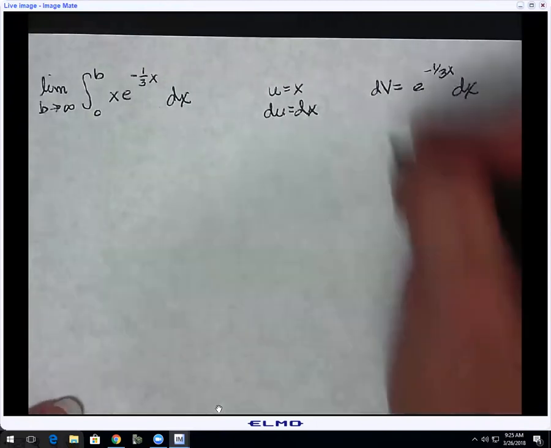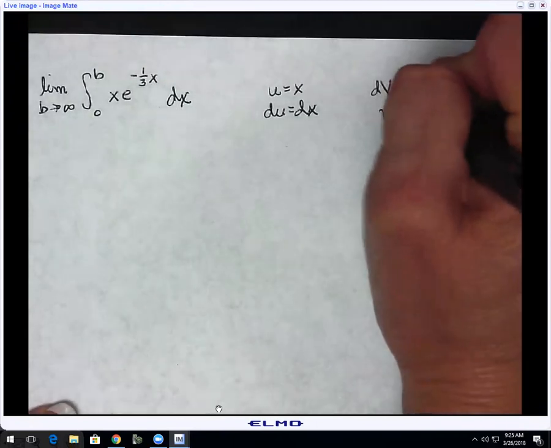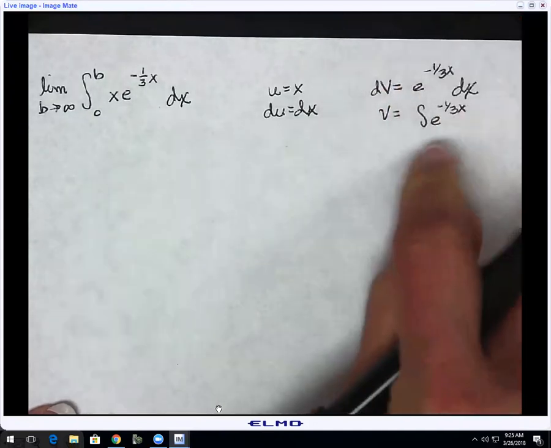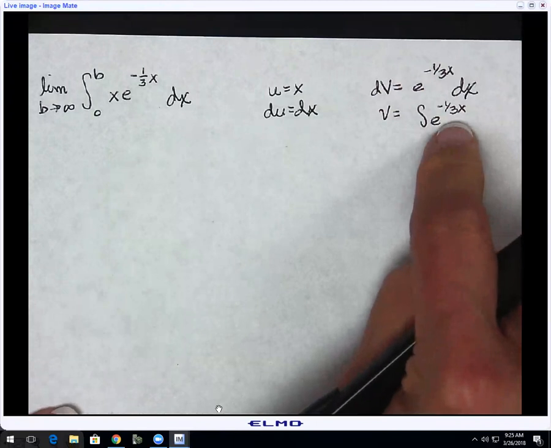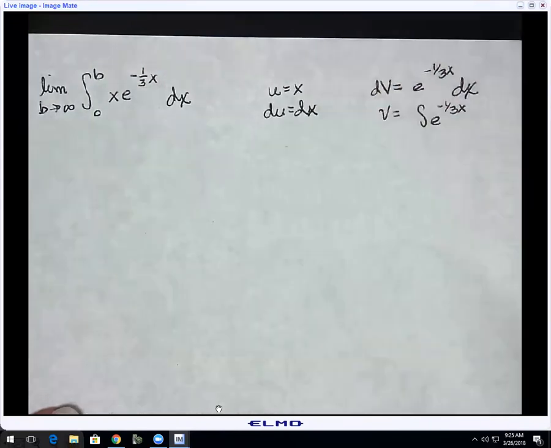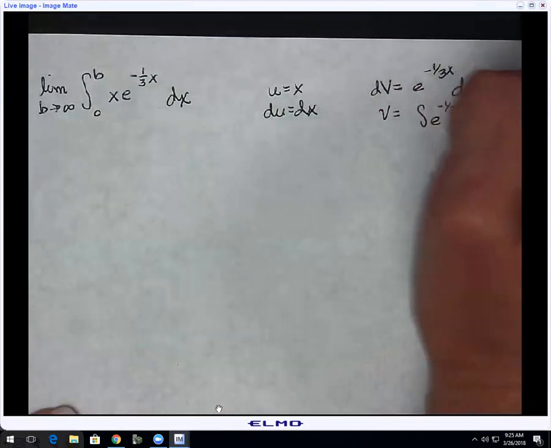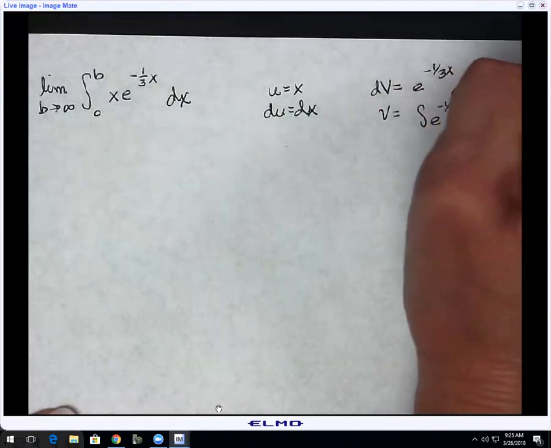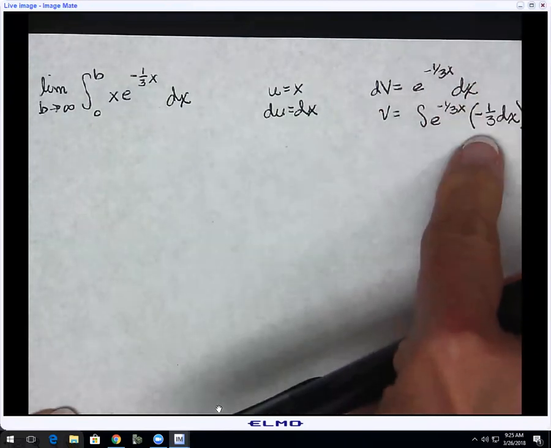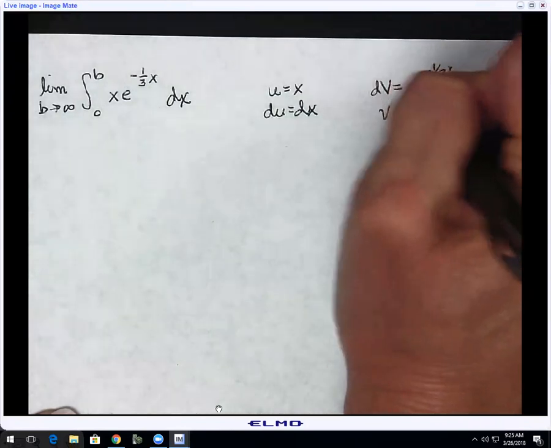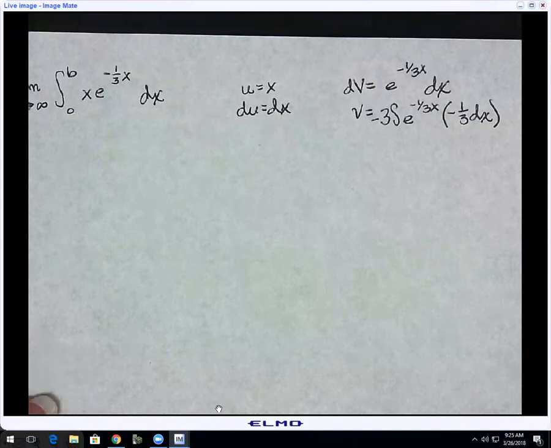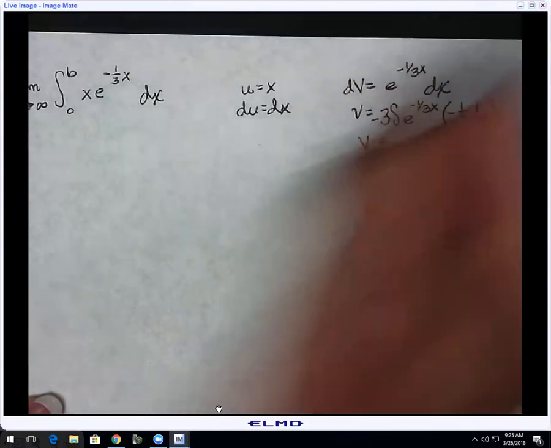And we integrate that to get v. We're going to integrate e to the negative 1/3 x. What do we have to have as part of the du? Yeah, we have to have negative 1/3 dx. And the only way we can legally get that negative 1/3 dx is if we put a negative 3 out front. So what does that mean v is?